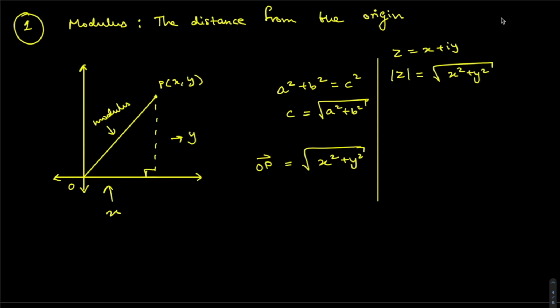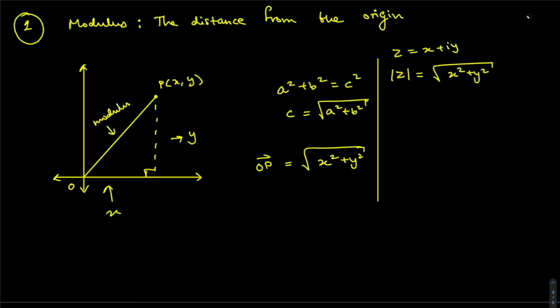So if you get the square root of 9 as your modulus, and you say, oh, it's plus or minus 3, now I don't know which one to take. No. You always remember that you have to take the positive one. Never take the negative one, because it's a distance, and distance is always positive.